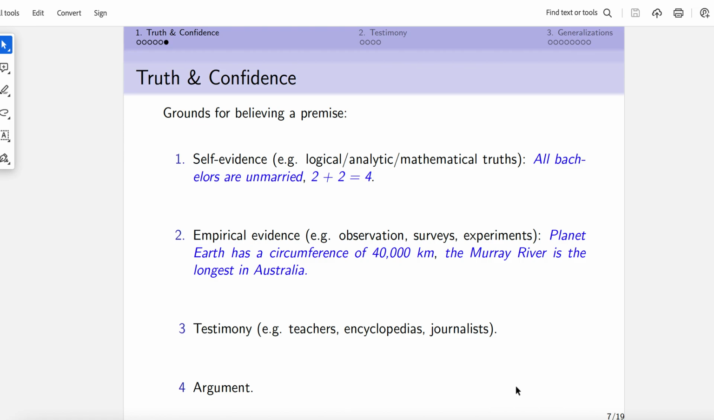Okay, so these are some ways of thinking about evidence for premises. And in the next section, we will examine testimony in particular in a bit more detail.